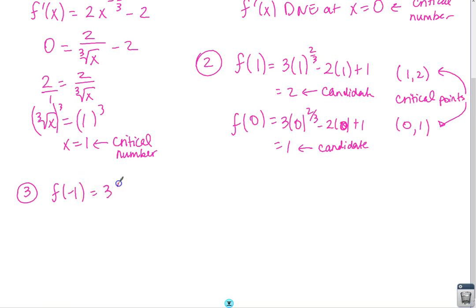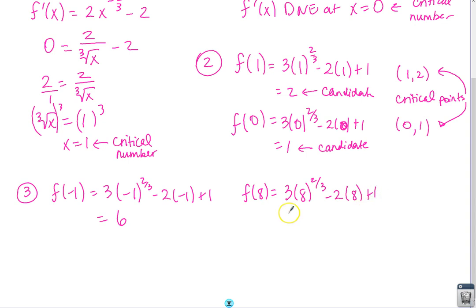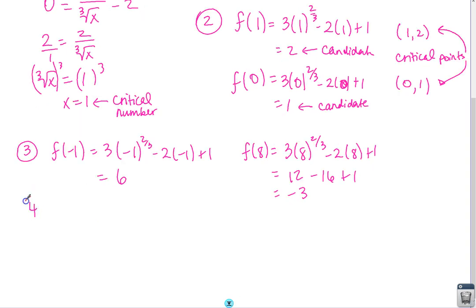So 3 times negative 1 to the 2/3, minus 2 times negative 1, plus 1. That works out to be 6. f of 8: so 3 times 8 to the 2/3, minus 2 times 8, plus 1. Got to do a little bit more math here. That's going to be cube root of 8 is 2, squared is 4, times 3 is 12, minus 16 plus 1. I get negative 3. So I'm going to put all of this into my chart for step 4.